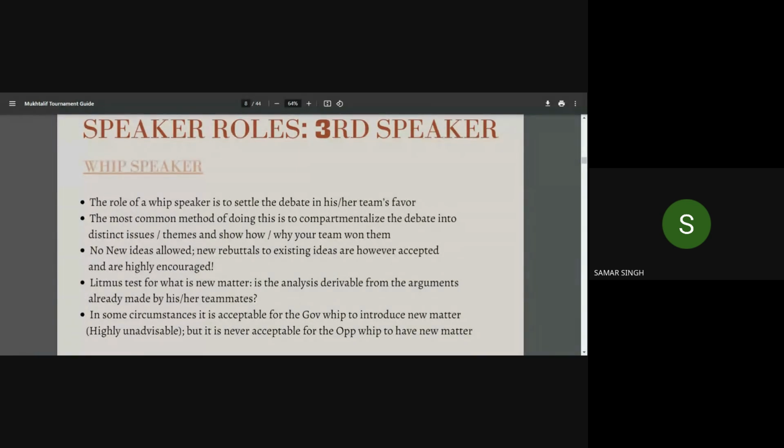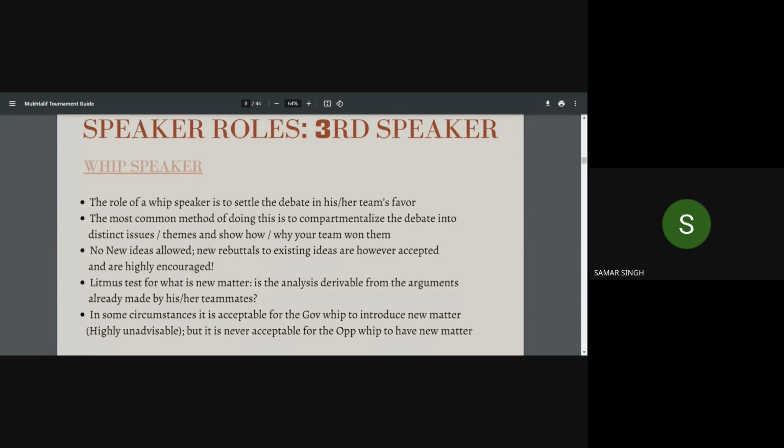This is the litmus test for whip speaker material. It is an analysis derivation. Now, there may be some points that you believe are extension or analysis of the pre-existing arguments. But remember that all kinds of new analysis could somehow be considered a new argument by your opponents.